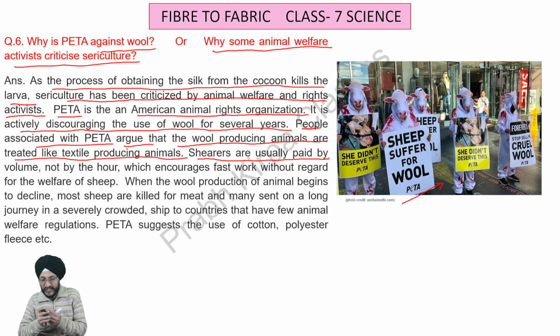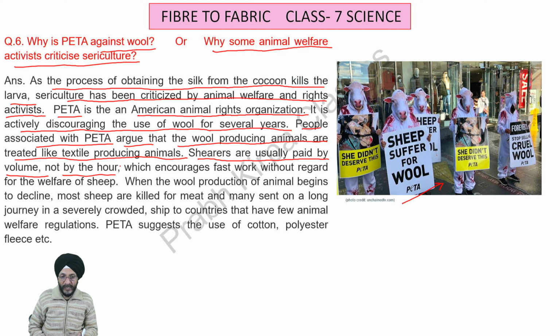Shearers are those persons who remove the hairs from the sheep or other wool giving animals. These workers are usually paid by volume, that is the number of sheep from whom they have removed the hair. They are not paid by the hour, they are paid by the volume, which encourages them to do fast work without regard for the welfare of the sheep.